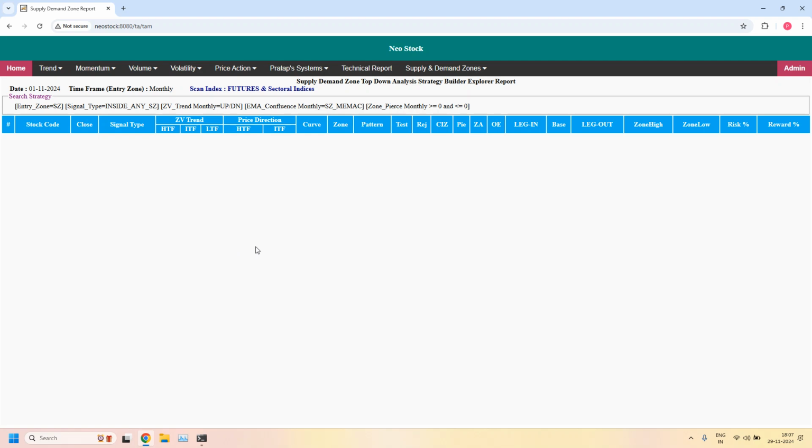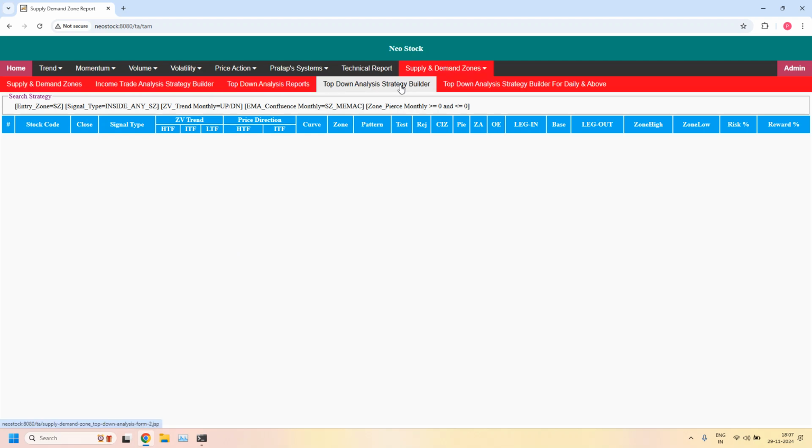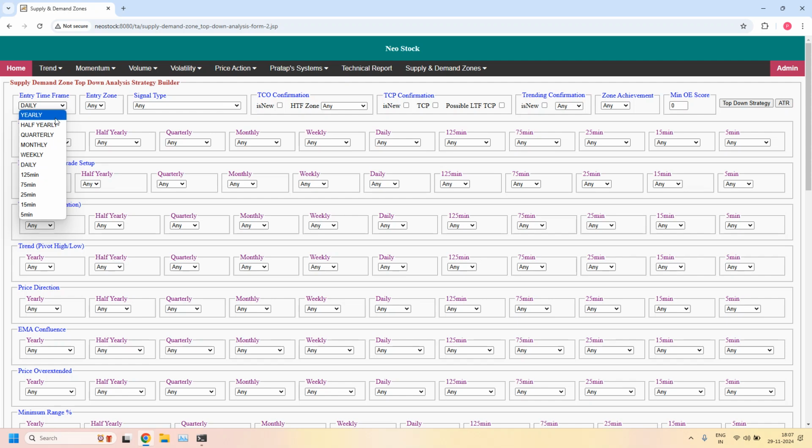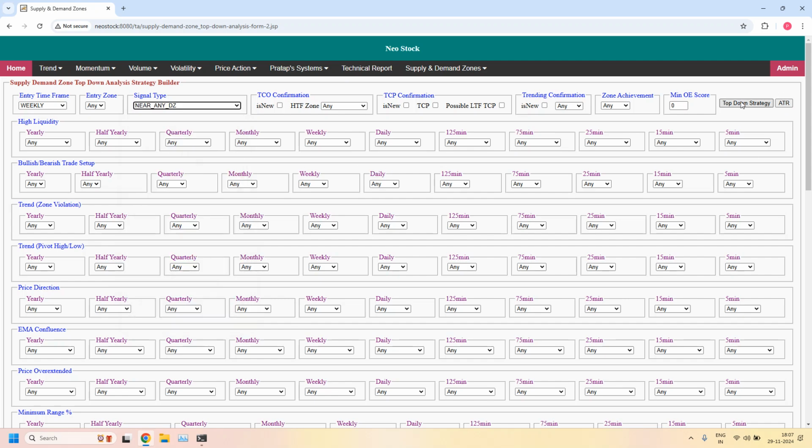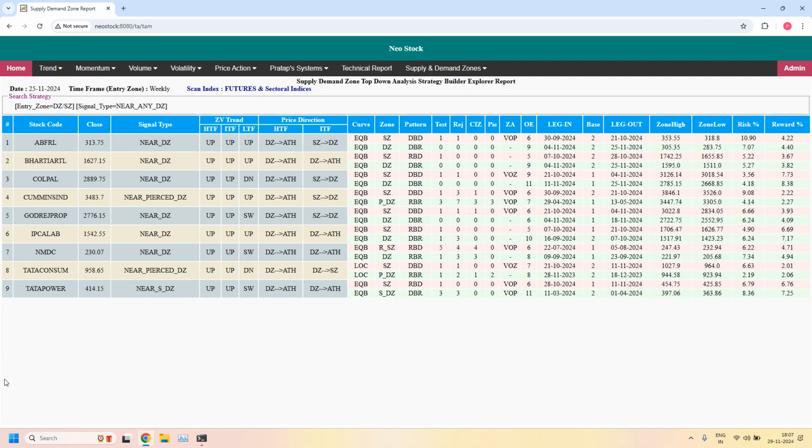Next, let us verify. Next time frame is weekly. For weekly time frame, price near weekly demand zone. Price near weekly demand zone, we got 9 stocks.